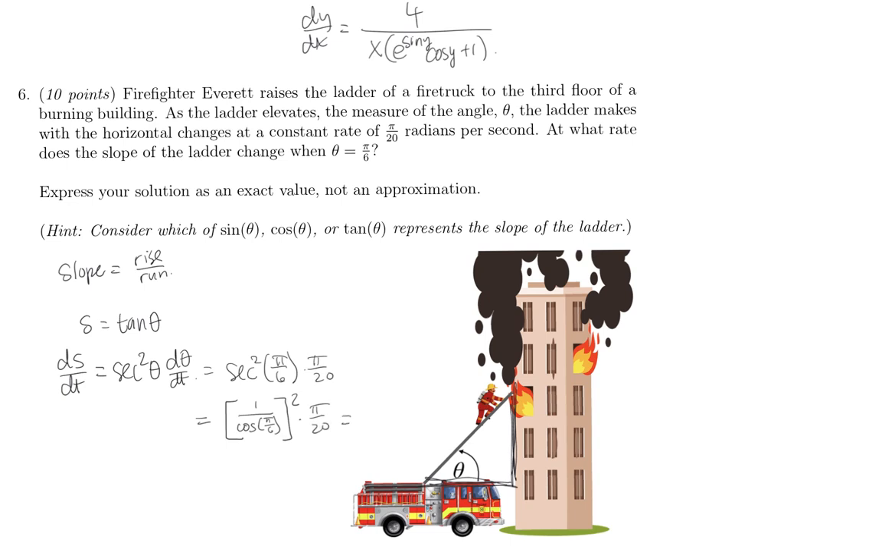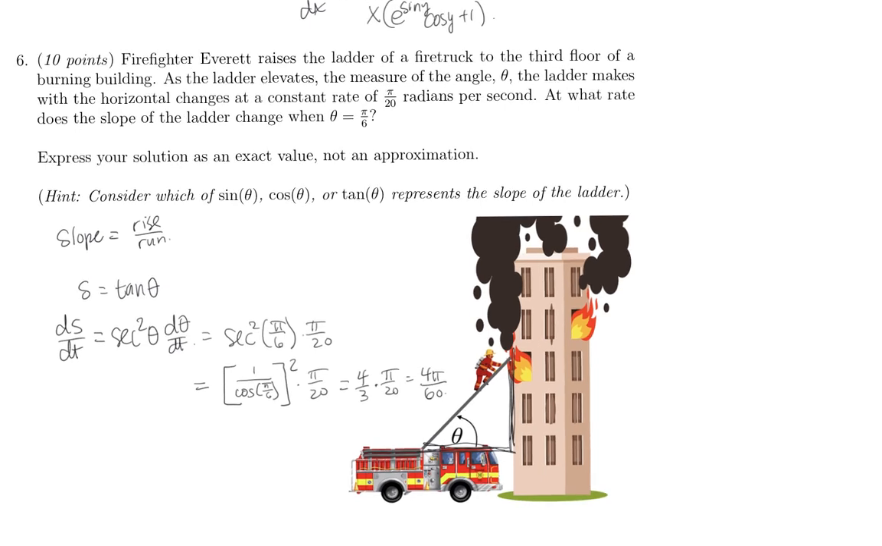And it's just going to give you 4 over 3 times pi over 20. So it's 4 pi over 60. And that is the derivative of the slope with respect to time. We don't really have units for the slope here, so we're just going to let that be what it is.